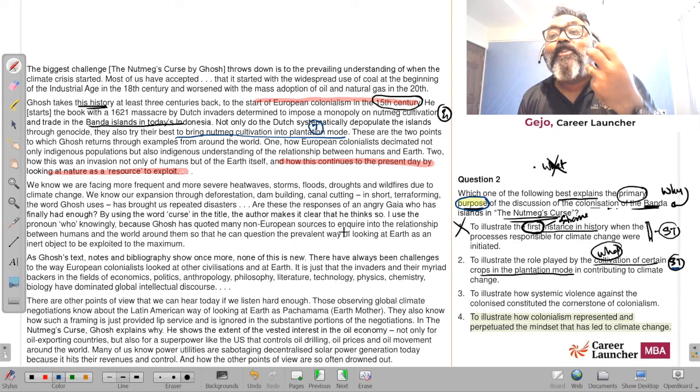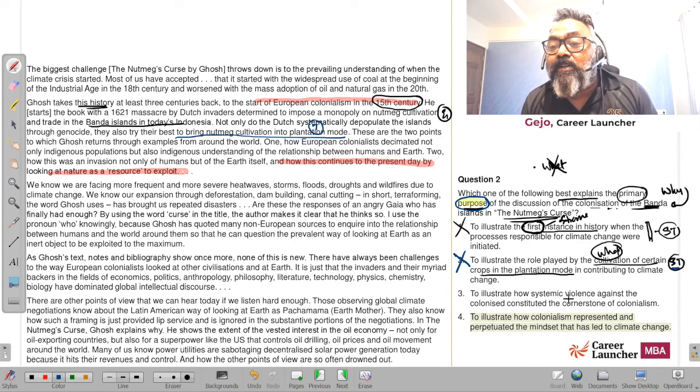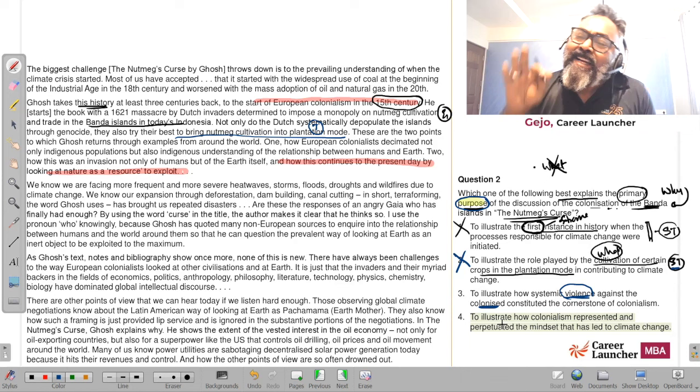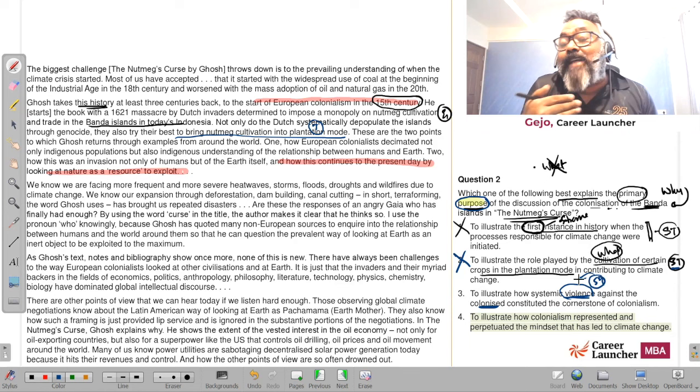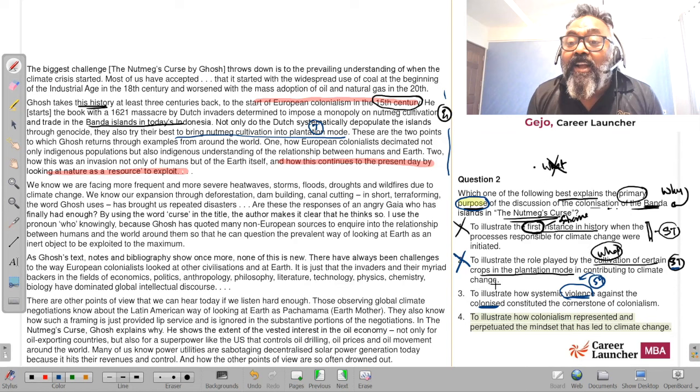So this is not the answer to the question. "To illustrate how systemic violence against colonists constitute cornerstone." The point is not about that. Looking at the sidetracking that is happening here, the violence is mentioned, violence happened, but is the passage about the violence? Is it a discussion about violence in colonialism? No, the discussion is absolutely about this.